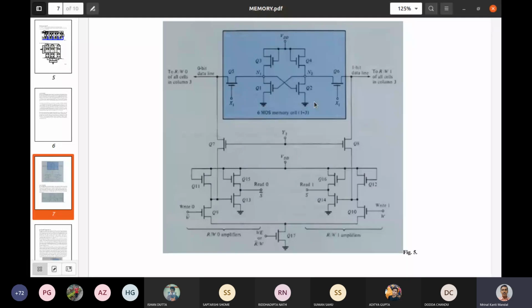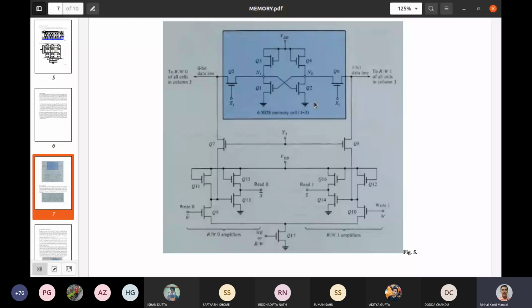According to our assumption, 1 is written means the node voltage N2 is low. That means Q2 is in the on condition. So when Q2 is on, we say 1 is written, right? And 0 will be written when Q1 is on. So first we consider that Q2 is on, so 1 is written. Now we want to read this data, whether 1 is written or not.